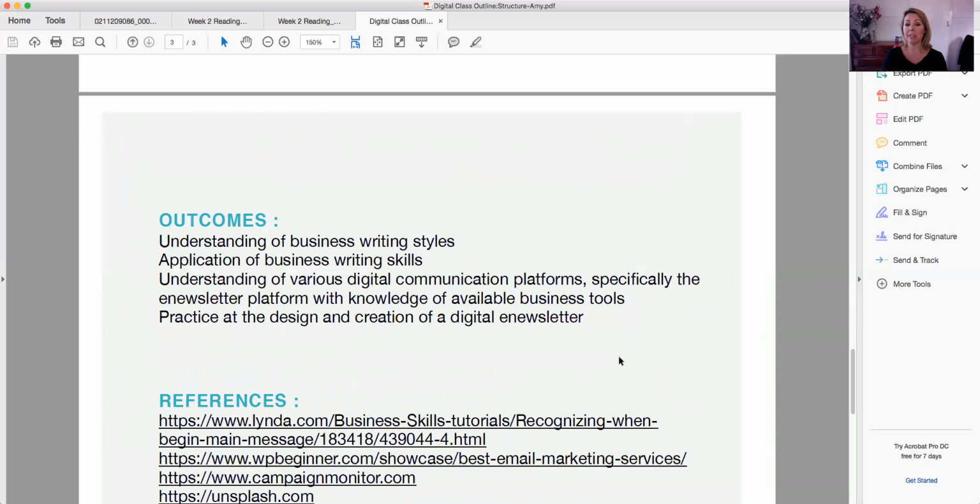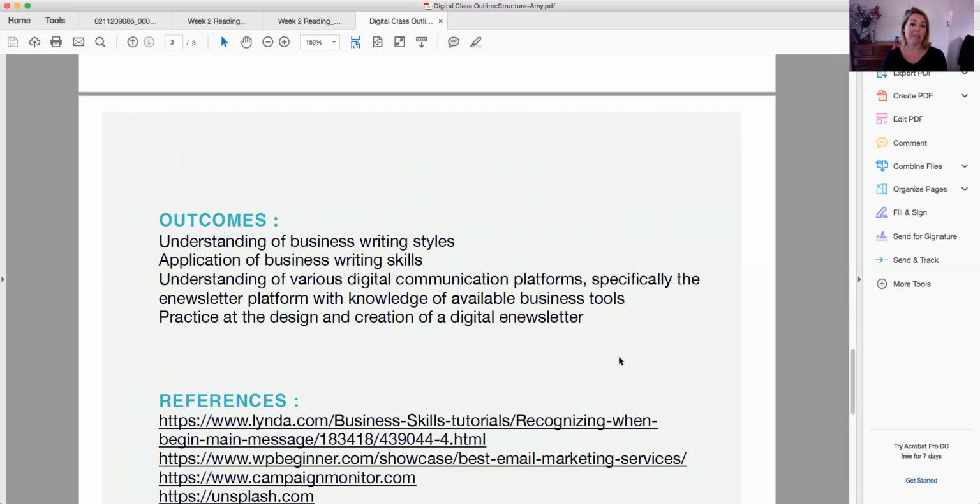And look, that's it really. They do end the lesson being very hands-on, and it opens up an opportunity to be engaged with the students one-on-one then, because the majority of the class is shared and open discussion. So some of the outcomes here is that we want them to understand business writing styles, the application of particular business writing skills, understand various digital communication platforms, specifically the e-newsletter in this context, and practice the design and creation of an e-newsletter. So anyway, that's my format.